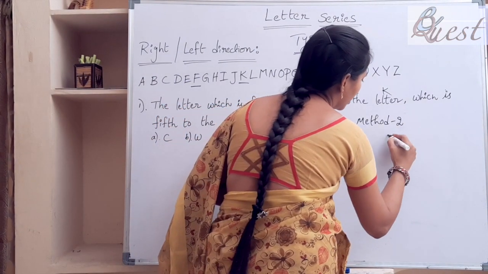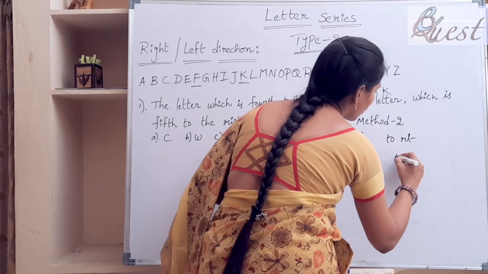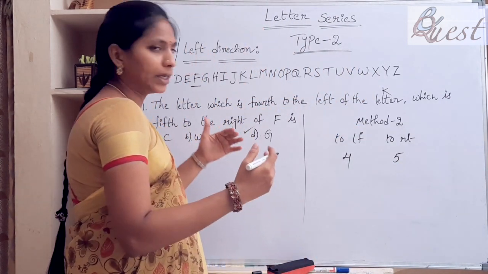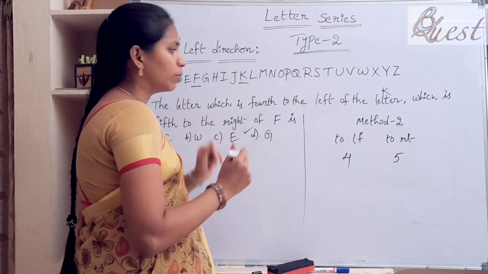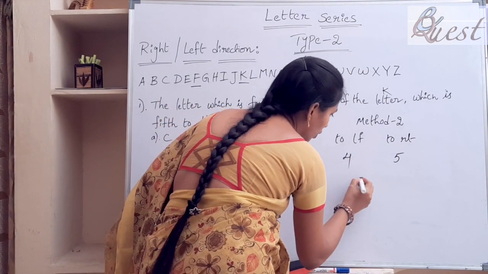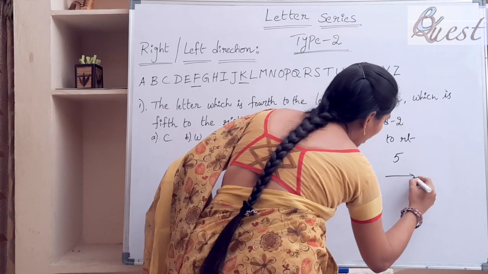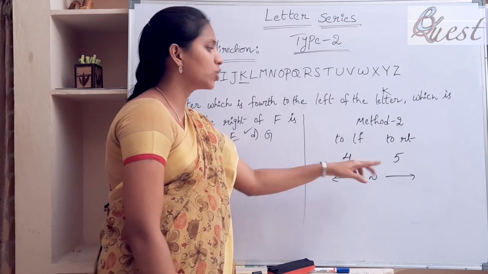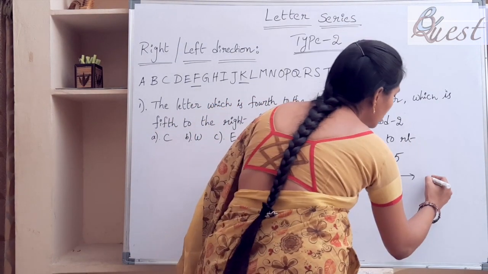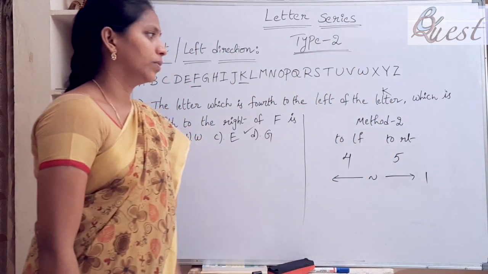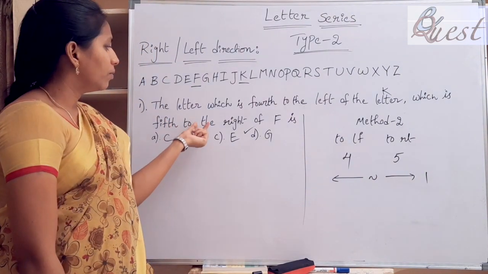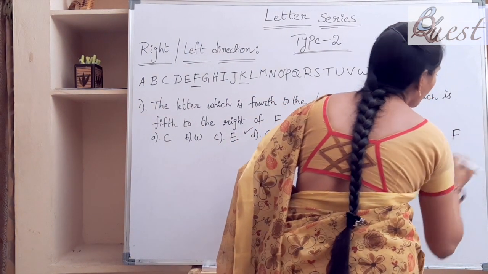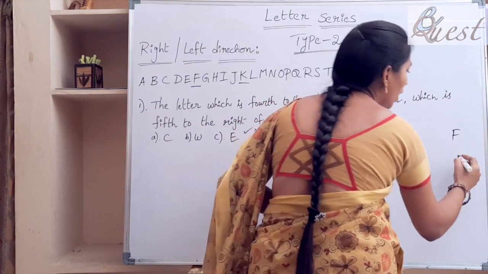Fifth to the right. To right. Fifth one. To left and to right, both are opposite directions. Opposite directions, so take the difference. The difference of these two numbers is 1. Fifth to the right of which letter? F. Take F. What is the normal position of F? 6.